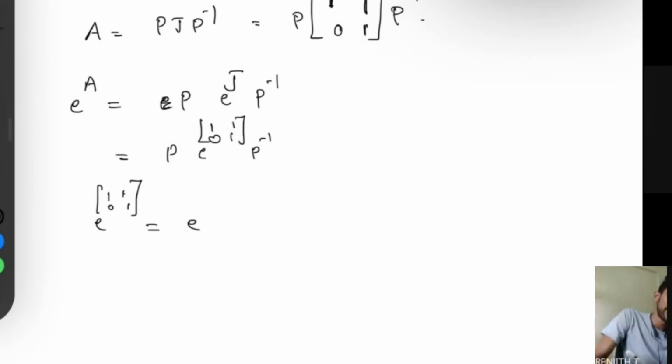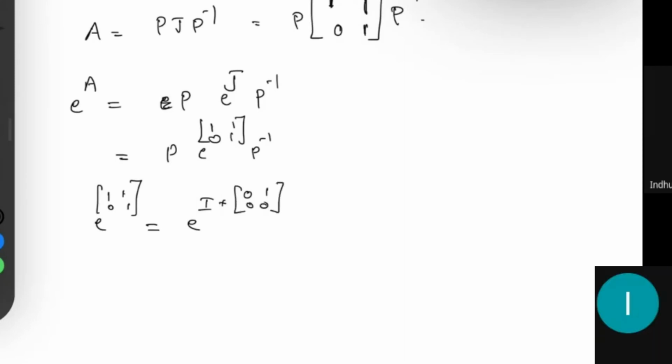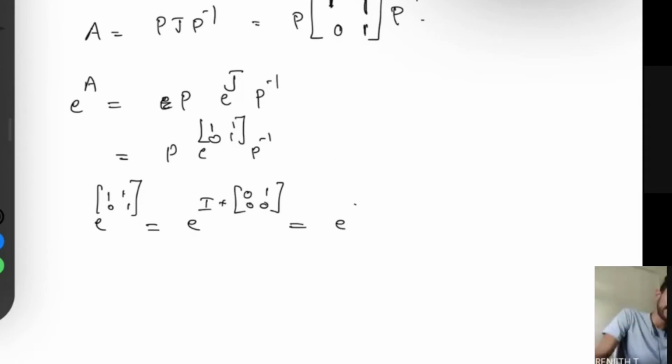This one we can write as identity plus 0100, right? Is this true? Yes, sir. This is true. We can write e raised to I into e raised to 0100. There is something to prove this part, but you can use this.